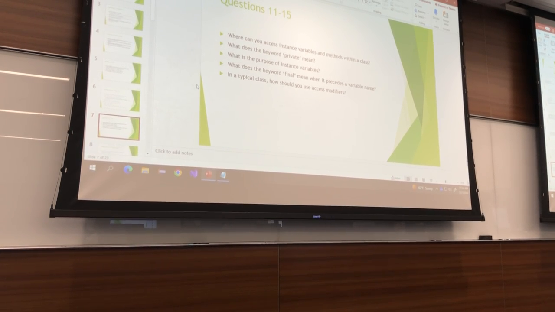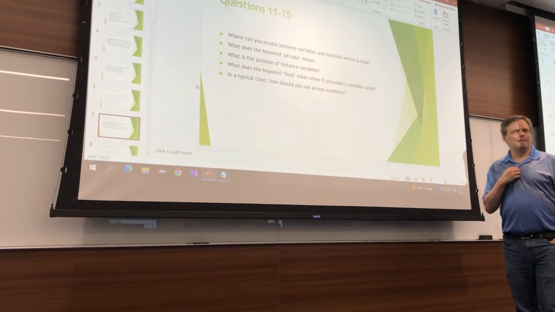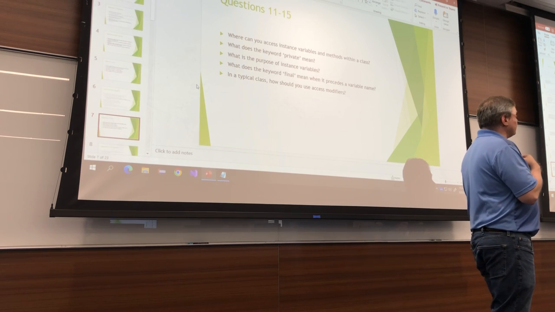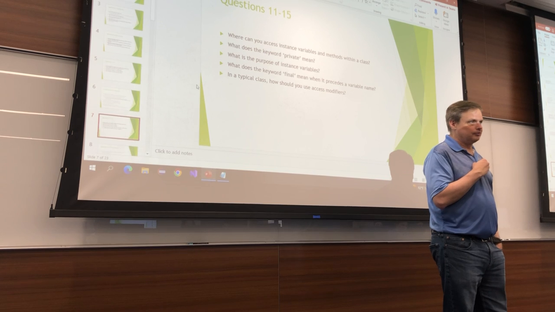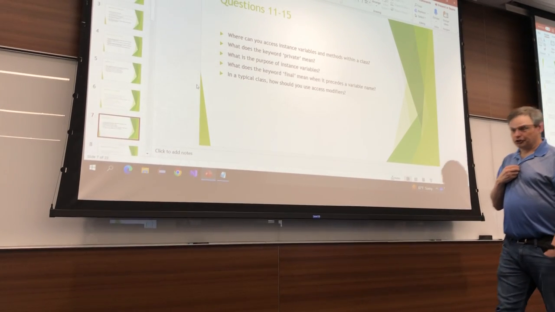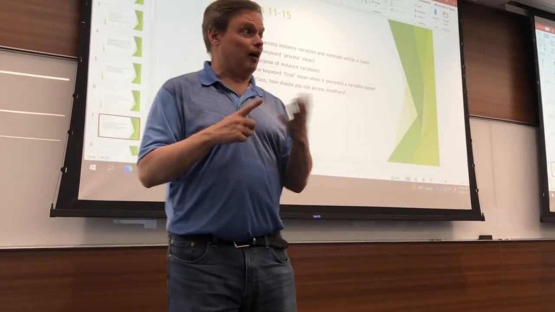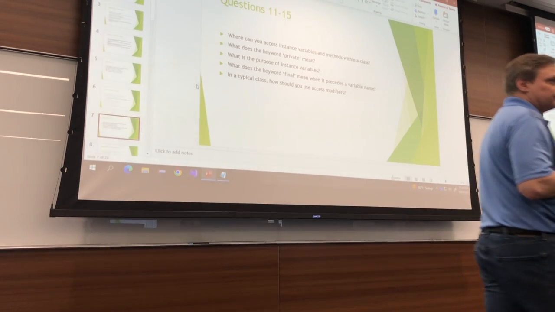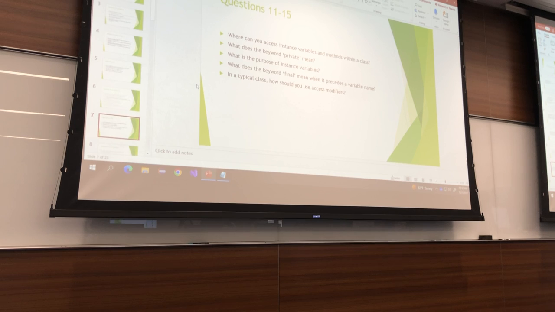What does the keyword private mean? It means that you can only access it in that class. What is the purpose of instance variables? They hold the state of the class, right? Like a student, for instance, has an ID number, a GPA, a number of hours. That all defines the state of that student, right? What does the keyword final mean when it precedes a variable name? It means it's a constant. It can't be changed, is really what final means, but that effectively means it's a constant, right?